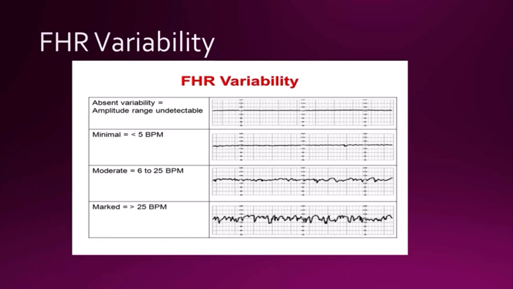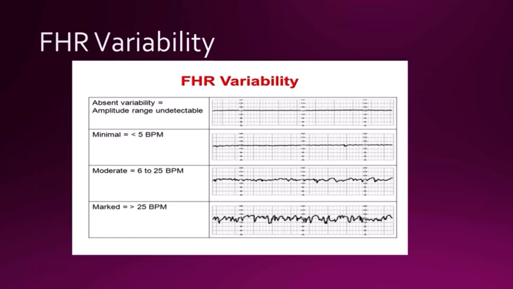So once we've evaluated our contractions, the next thing that we have to evaluate is the fetal heart rate. One of the things that you're going to evaluate with fetal heart rate is: is the fetal heart rate within a normal range? First things first, when you look at a fetal heart rate strip, you're going to decide if it's in that normal range.